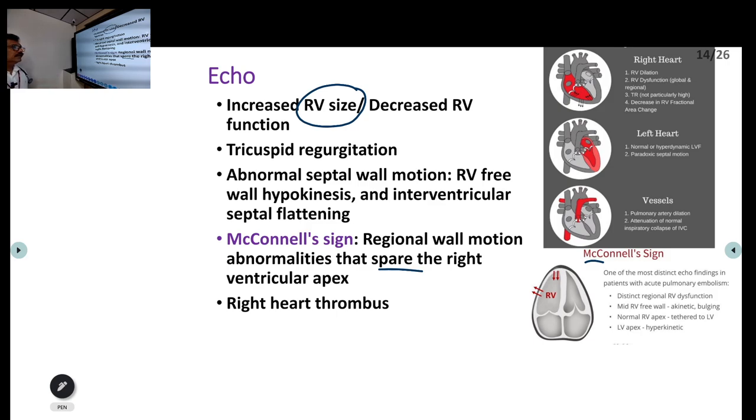Tricuspid regurgitation can be there. Abnormal septal wall motion, RV free wall hypokinesia, and interventricular septal flattening can be there. Right heart thrombus can also be there sometimes.